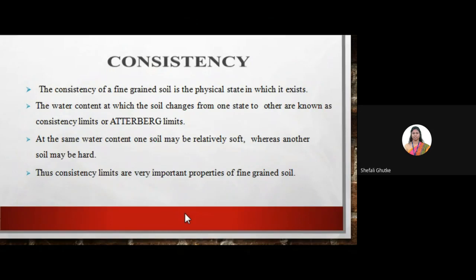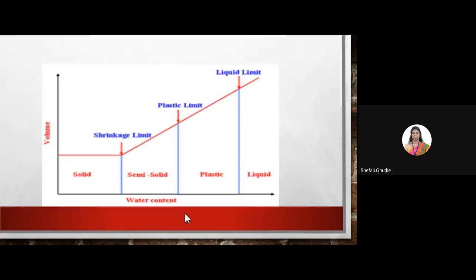The next index property is consistency. The consistency of a fine grained soil is the physical state in which it exists. The water content at which the soil changes from one state to another is known as the consistency limit or Atterberg limit. At the same water content, one soil may be relatively soft, whereas another soil may be hard. Thus, the consistency limits are a very important property of fine grained soil.